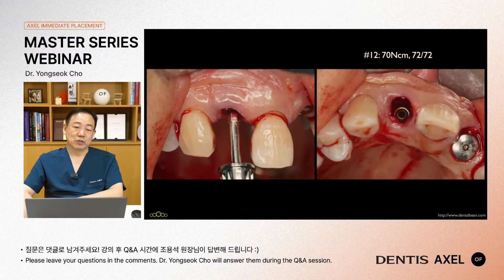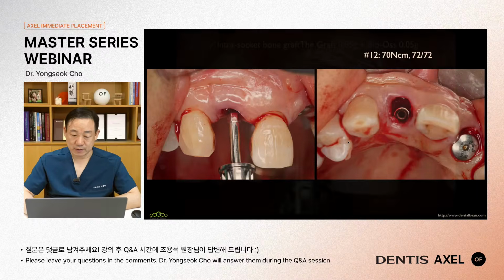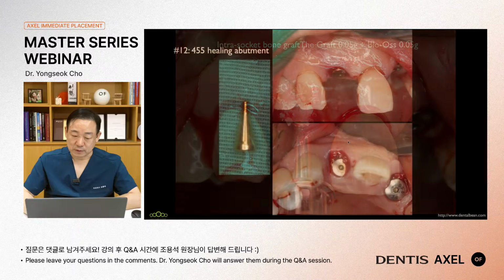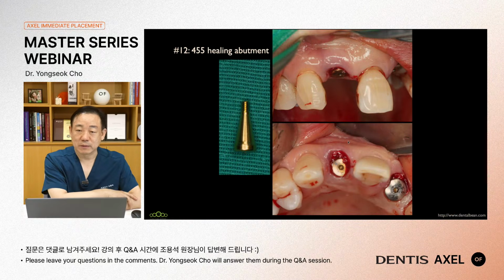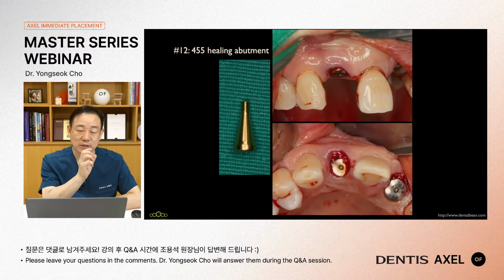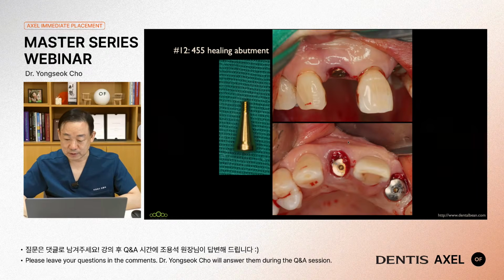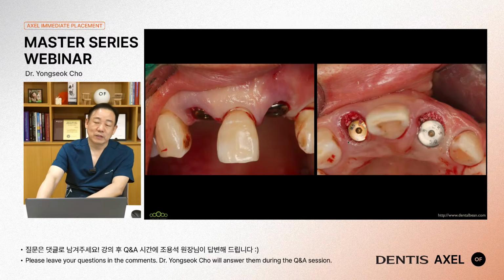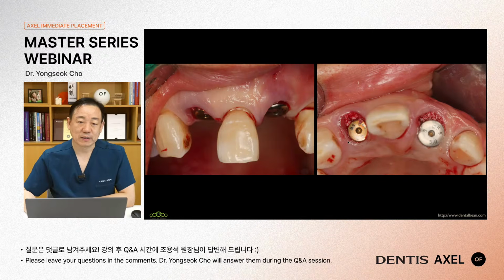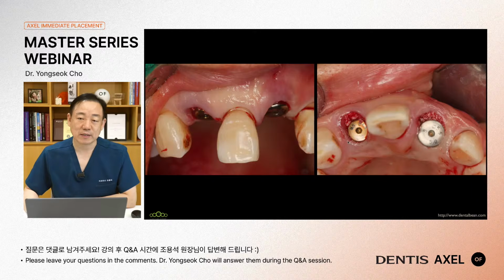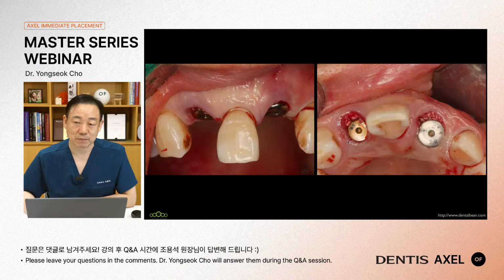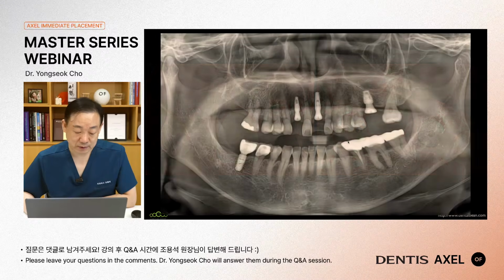70 Newton centimeter, very strong primary stability I can get. Again, intra-socket bone grafting was done. Connected the healing abutment. Okay, it's mini connection, healing abutment. In this case, I controlled the depth almost 5 millimeter at the lateral incisor and at the left central incisor 4.5 millimeter deep. Okay, like this.